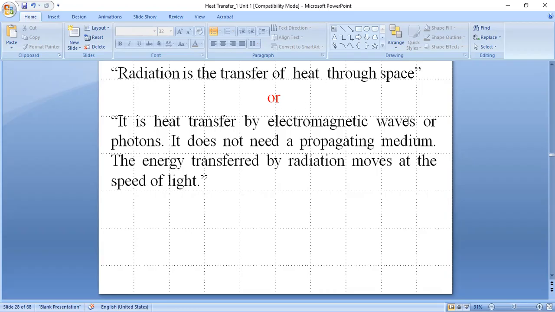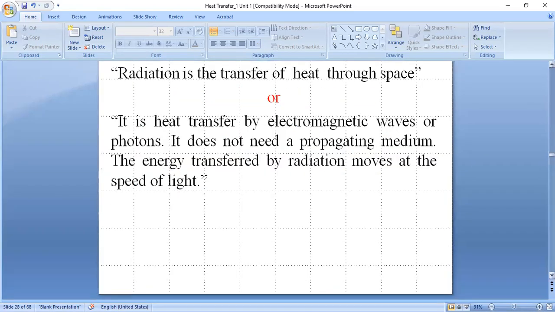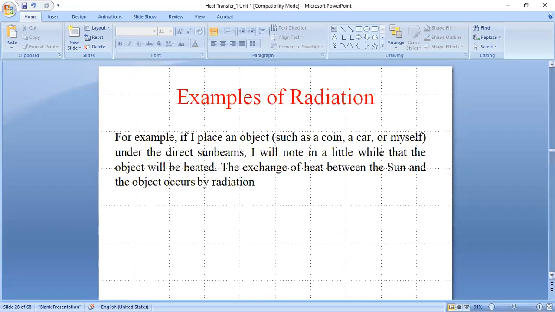Heat is transferred by electromagnetic waves or photons, and it does not need a propagating medium. The energy transferred by radiation moves at the speed of light. That is called radiation, the transfer of heat through space. Example, sun rays continuously focus on the ground. That is called radiation heat transfer.